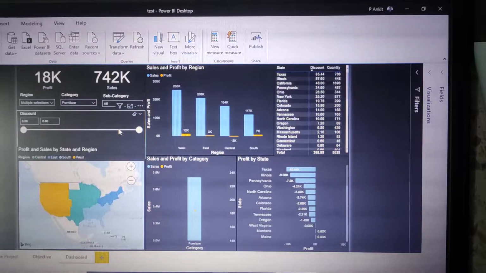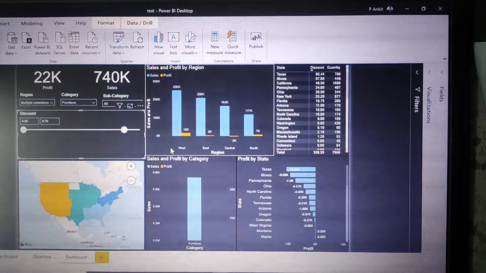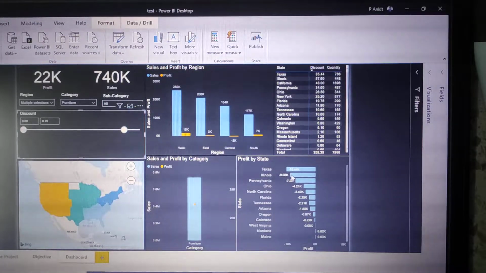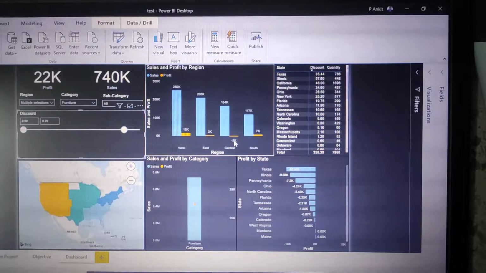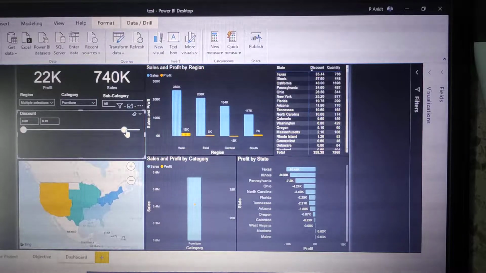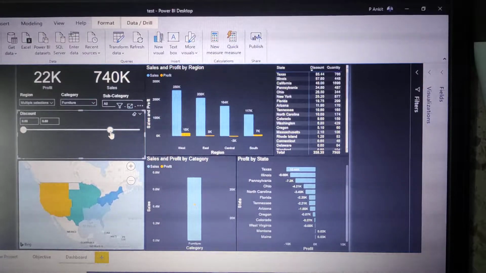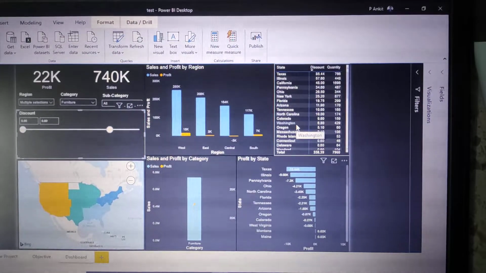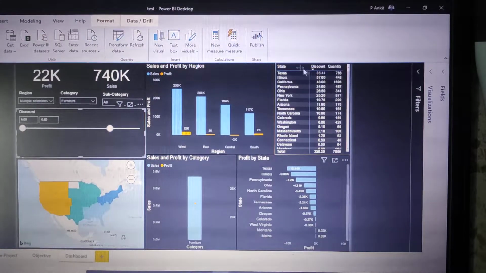So let's reduce the discount value first. I will make it 70% and see what happens. I have made it 70%, but I can still see negative profits in the central region. So I will reduce it to 60%. This is the total discount we are seeing in the Texas state; it's not the per-quantity discount, it's the total discount.